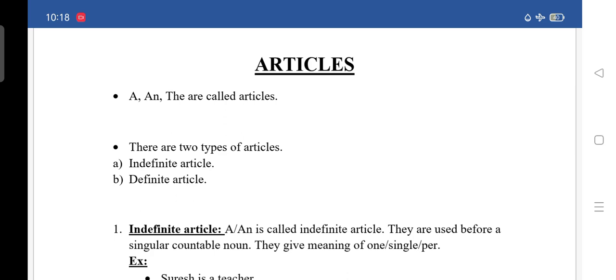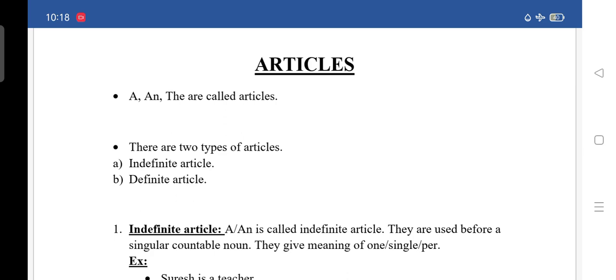Okay, today we are moving to the new topic. It is articles. So what are articles? A and the are called articles. So you all know what articles are, a and the. How we will use these articles, I'll give you three examples for each.